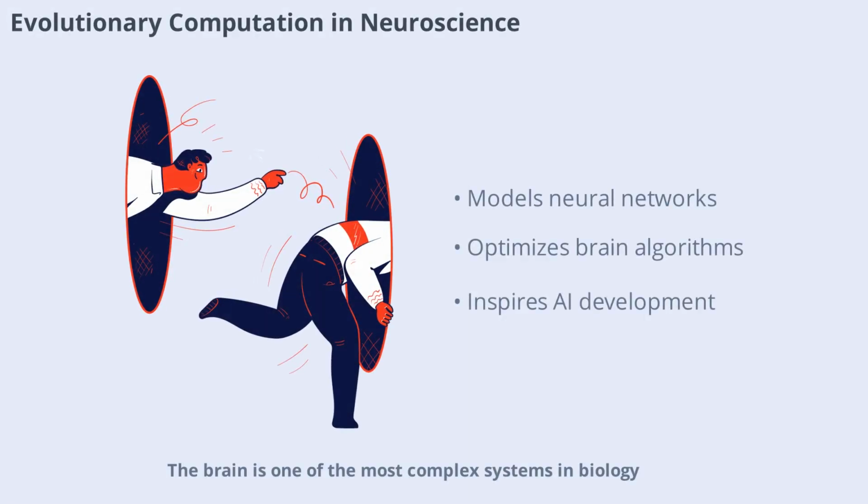The brain is one of the most complex systems in biology. Evolutionary computation helps neuroscientists model neural networks, optimize brain-inspired algorithms, and understand learning processes. By simulating the evolution of neural structures, researchers can gain insights into cognition, memory, and behavior. This approach also inspires the development of artificial intelligence and machine learning.